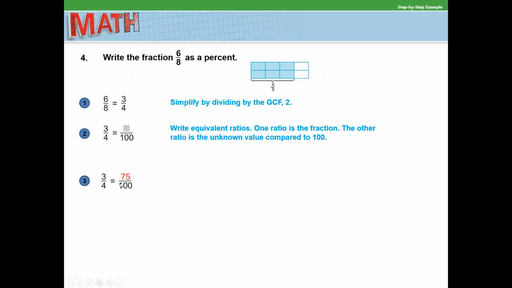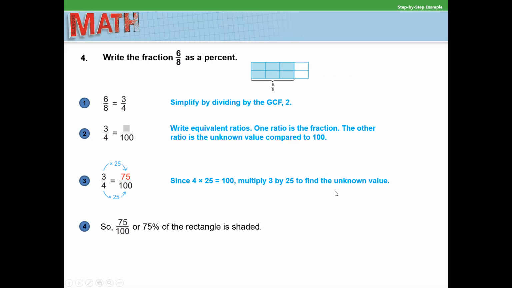3/4 equals 75/100. 4 times 25 is 100. 3 times 25 is 75. So 75/100 or 75% of the rectangle is shaded.